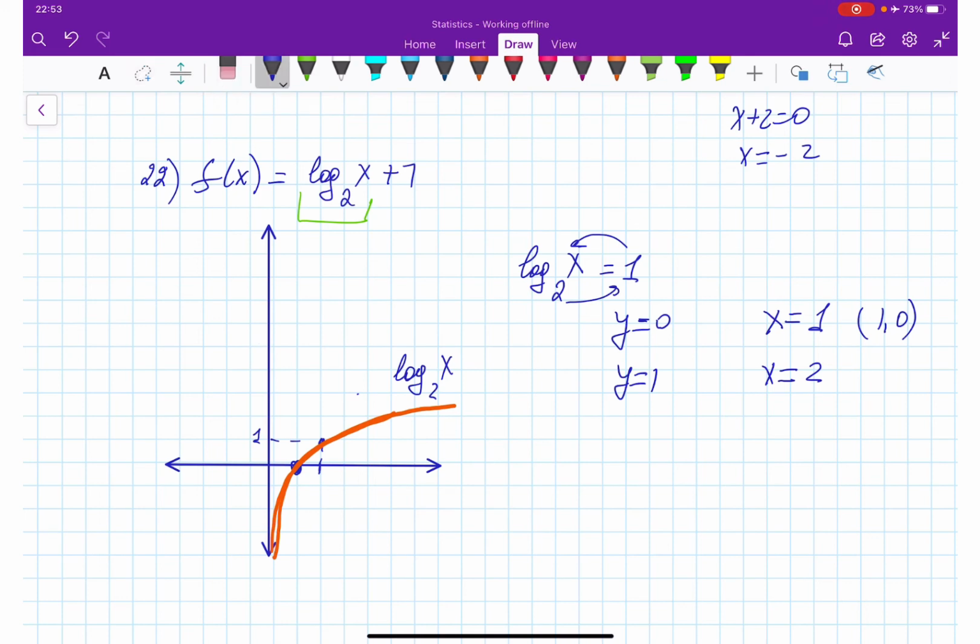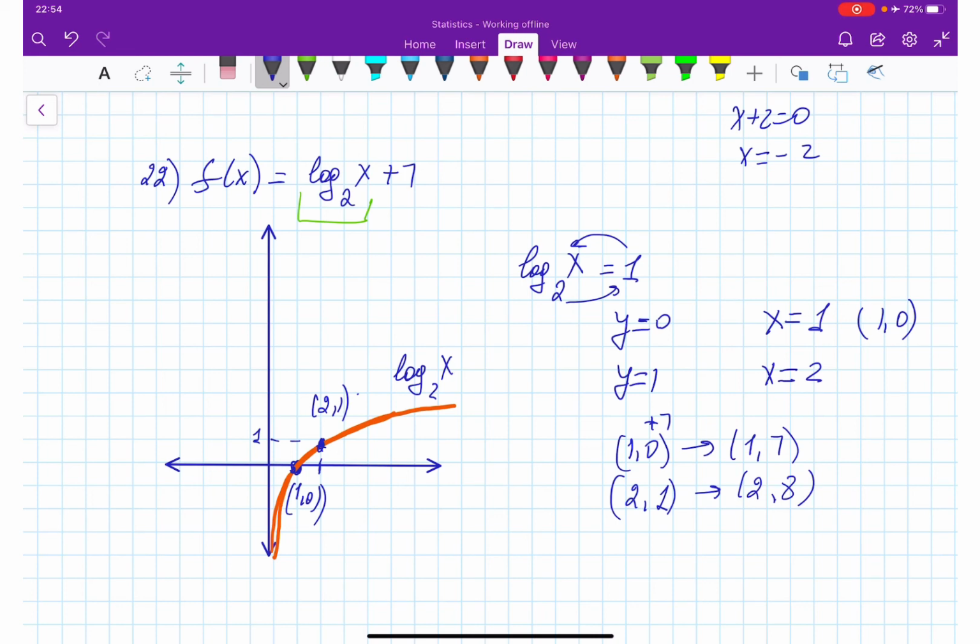Let's go up by 7. So what do we have? This point is x is 2 and 1, right? And this point is 1 and 0. Since we are shifting by 7, 1 and 0 will become, we add 7 to y, right? So it's going to become 1 and 7. And 2 and 1 is going to become 2 and 8.